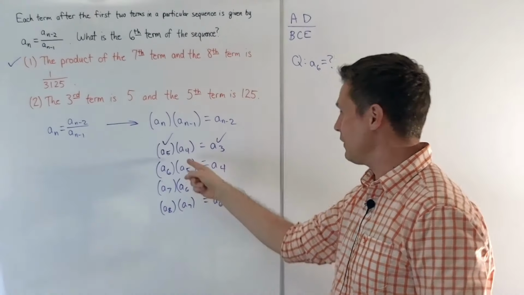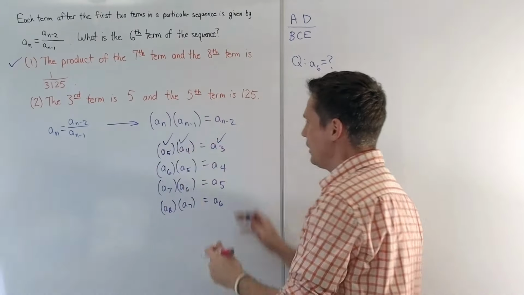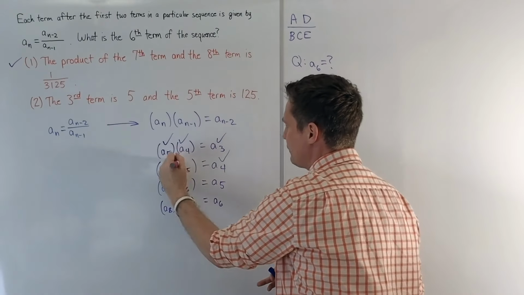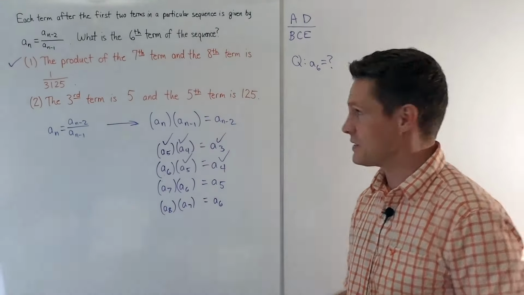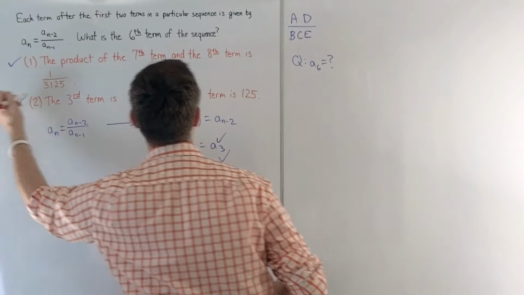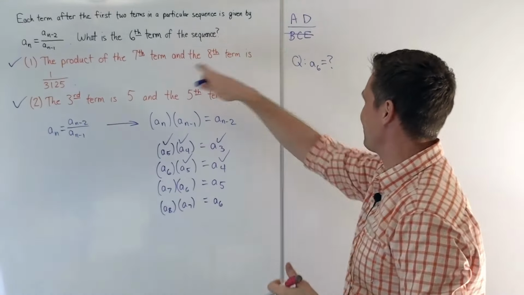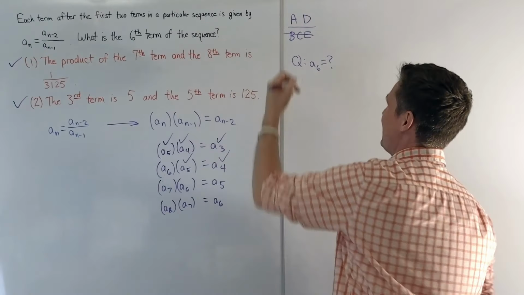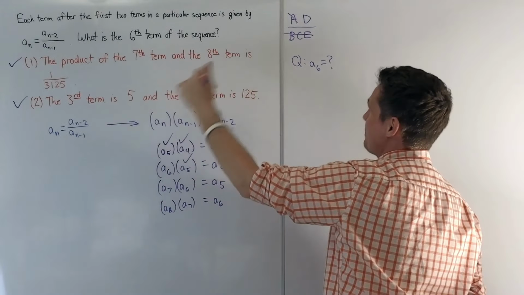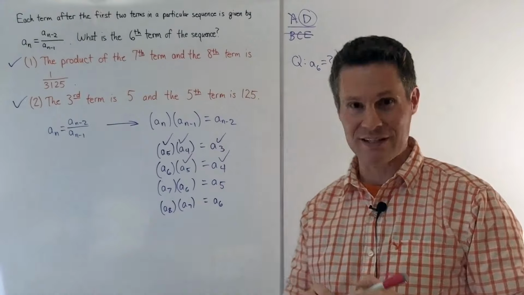which would then, again, allow us to solve for a sub 4. Once we've got a sub 4 and 5, then that would allow us to solve for a sub 6 as well. So statement 2 is also sufficient. I should have crossed this out at the beginning when we evaluated statement 1, narrowed down to A and D. After we say statement 2 is sufficient, we're left with answer choice D.